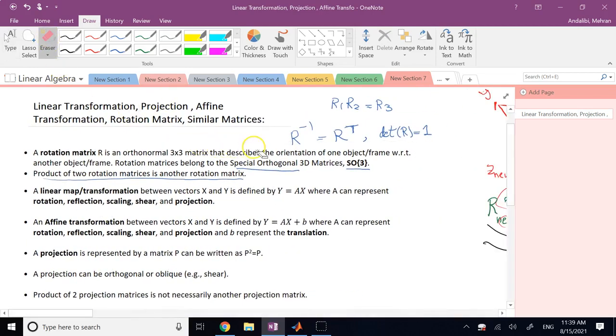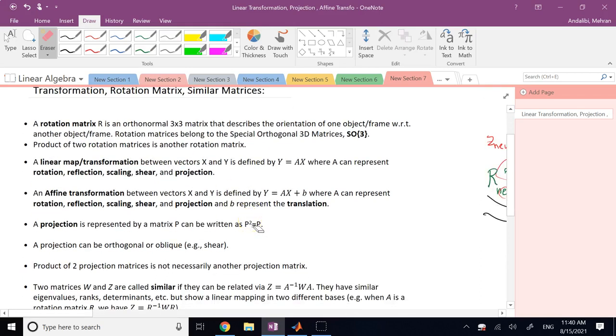Good. Now let's keep moving. And as I said, if you want a lot more detail, watch those two videos I have under the robotics playlist. Now, there is something called a linear map or transformation. What is a linear map? A linear map is when you transform vector x to vector y by simply multiplying it by a matrix. That's all it is. You're not adding anything else, just multiplying it by a matrix A. And this A can represent rotation, as we just saw. It can represent reflection, scaling, shear, and projection.